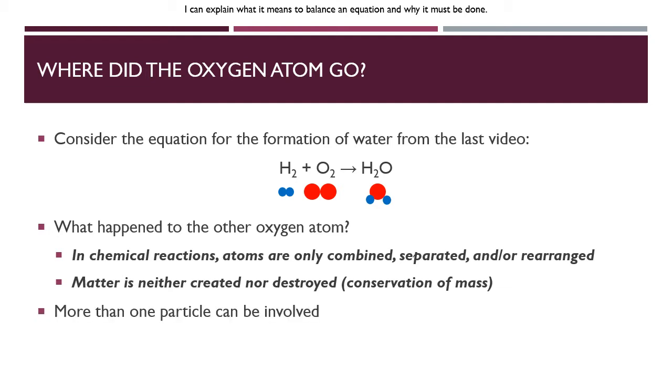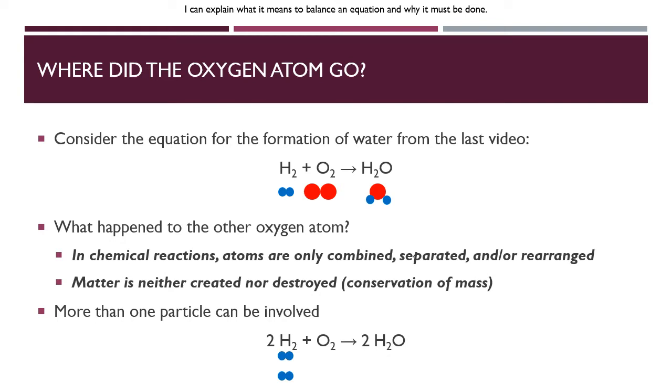As it turns out, whenever we write these equations, we can have more than 1 particle involved. As we have this equation written here, we just have a single hydrogen molecule, a single oxygen molecule, and a single water molecule. But what if we had this instead? What if we had 2 hydrogen molecules reacting with the 1 oxygen molecule to give us 2 water molecules? Think about what that would look like.